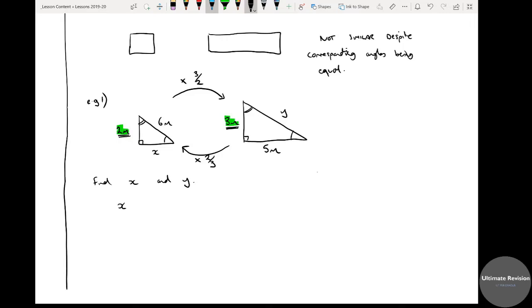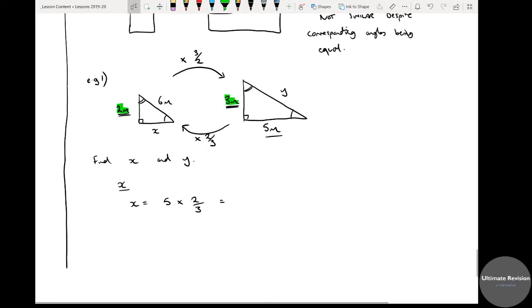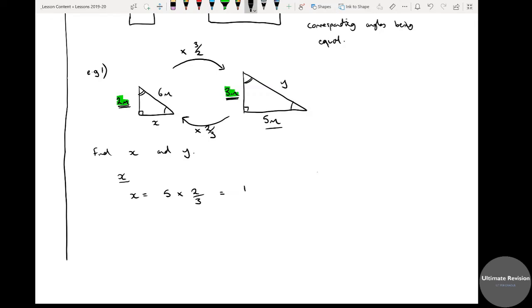Now, if we look for x, to get x I'm starting at 5. So x will equal 5, and then I follow the arrows, times 2/3. I can do that in a non-calculator. It's going to be a fraction. 5 times 2 is 10, because that's the same as 5 over 1, and it's 10 over 3, and that's the answer, 10 over 3. I'll leave it as a fraction, that's fine.